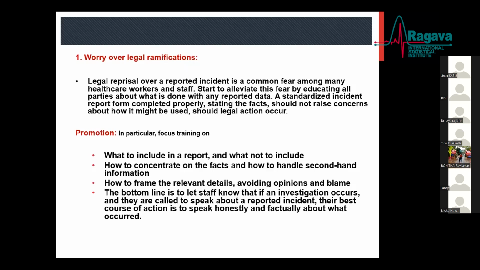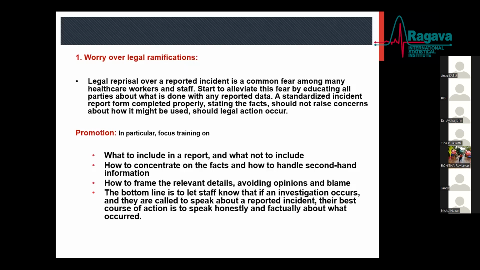So how do we promote that? What to include in the report? We have to give training. That is very, very important. How do we write an incident report? What to include, what not to include, how to concentrate on facts, and how to handle second-hand information. How to frame the relevant details, avoiding opinions and blame.